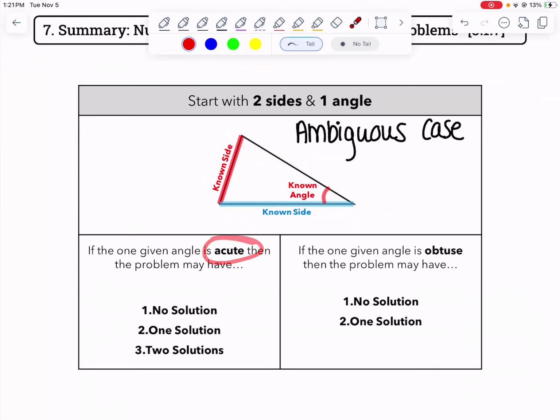All right. Very last problem, very last section for law of sines. This is just a brief video here. Just a quick summary. If you start with two sides and one angle, this is the ambiguous case right here. Ambiguous case.